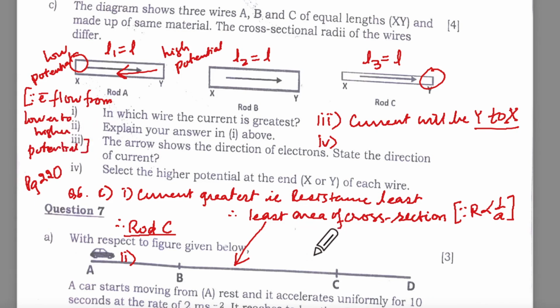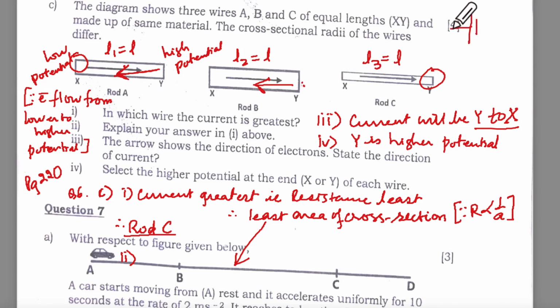Okay, so what will I write over there? State the higher potential, and which one? Y. Correct? Y is higher potential. Ma'am, could you please explain this part again? The electrons, see, you understood that the actual current goes like this? Yes, ma'am. The current goes from higher to lower.